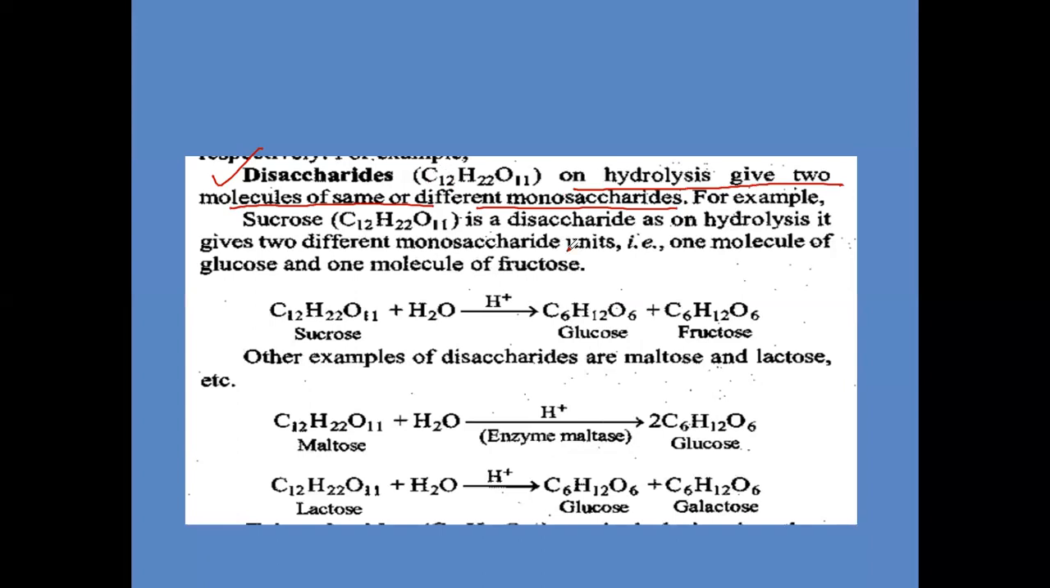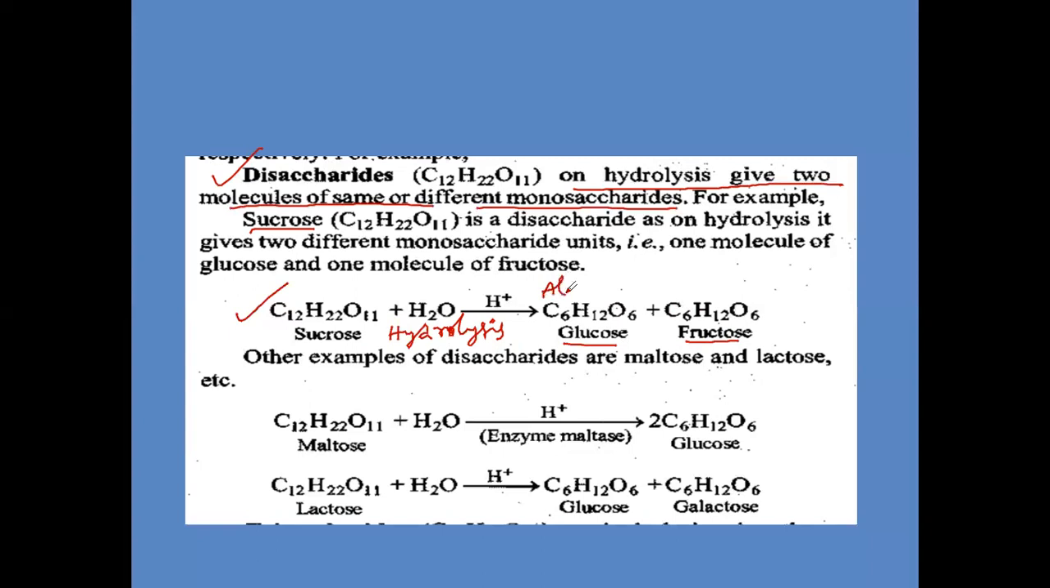What is the example given here? Sucrose. Now the sucrose molecule on hydrolysis. What is this reaction name? Hydrolysis. So on hydrolysis of the sucrose molecule, we get 2 different molecules. What 2 monosaccharide units did we get? One is glucose, one is fructose. Both have the same molecular formula. But what is the difference?